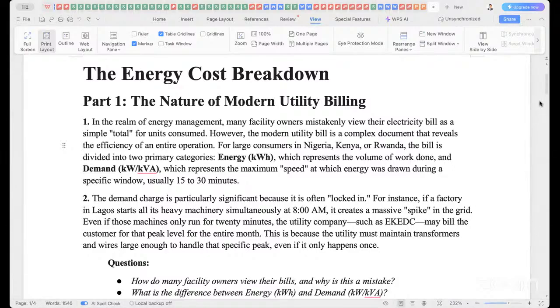How do many facility owners view their bills? Based on the paragraph, what can we denote from that?